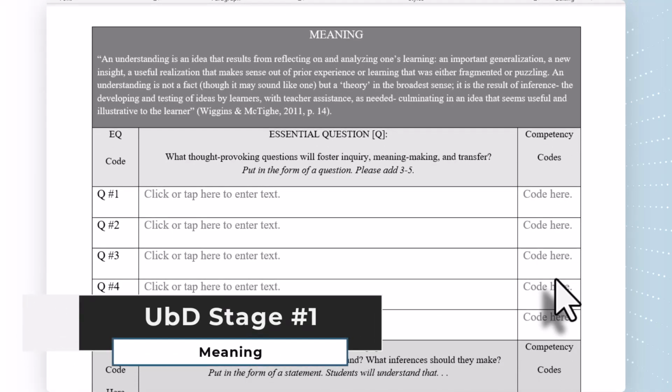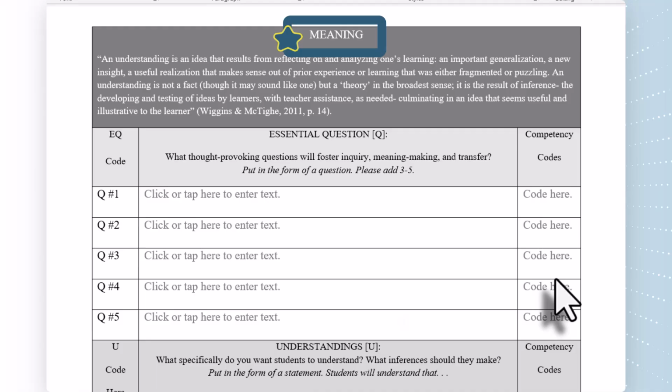The next main section is about meaning. This is where students piece together their knowledge and skills to create deep levels of understanding. This is seen when students test ideas with guidance from their teachers to create new ideas that are useful.